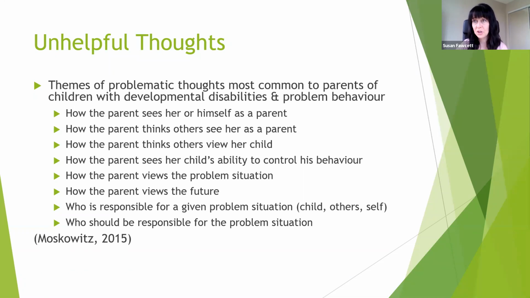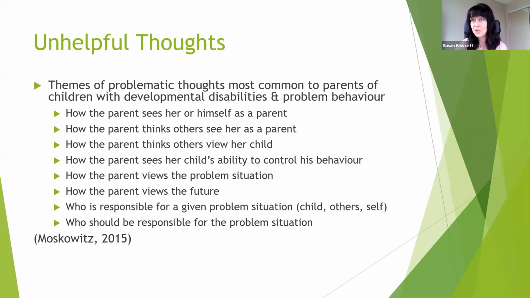So here are specifically some patterns of thought that parents of children with developmental disabilities tend to have about their children. You can see there's quite a few different things on this list. I'll just highlight a couple of them. One being that issue of control. Does the parent view their child as able to control their own behavior or not? Because that will change how you feel about that and how you think about that.